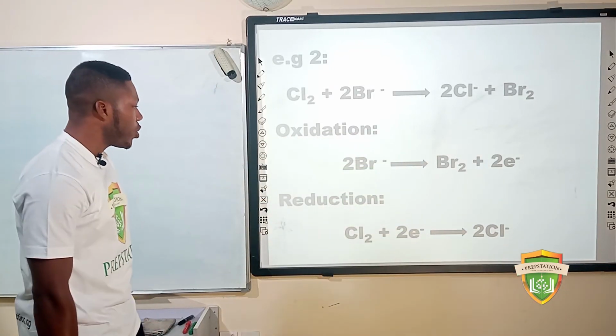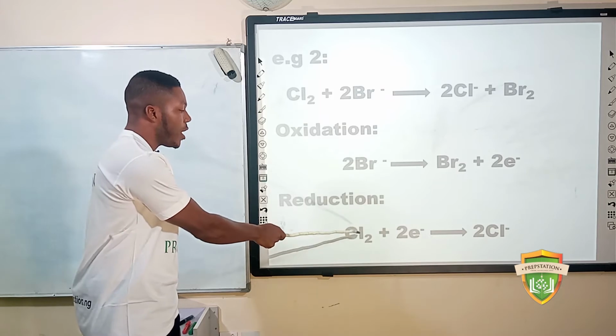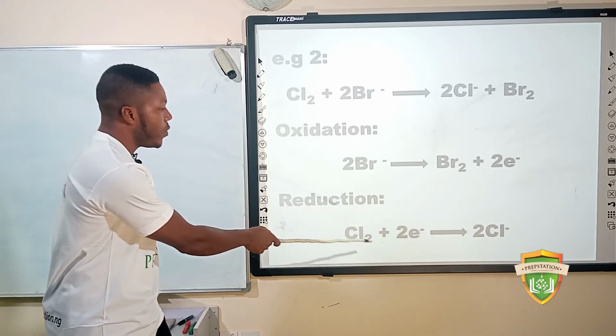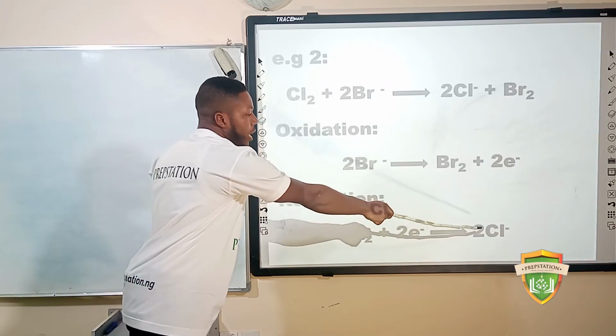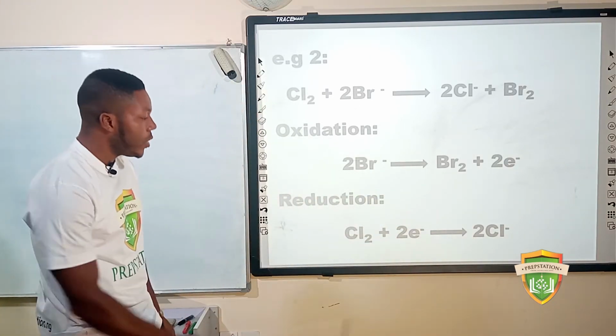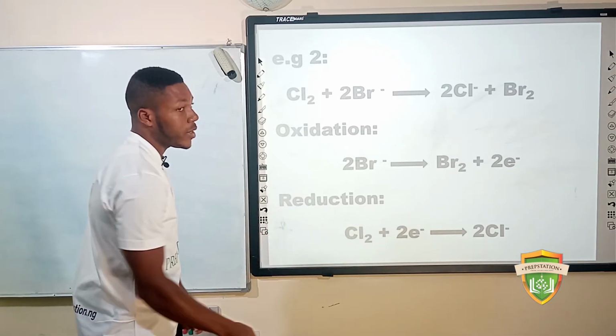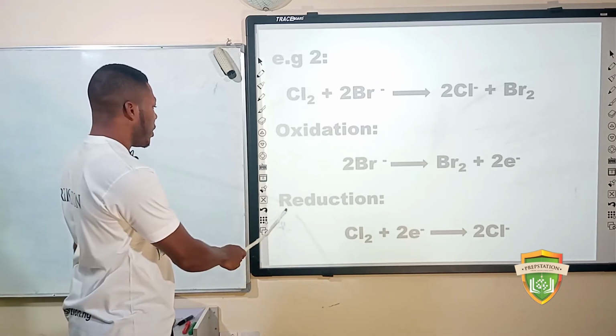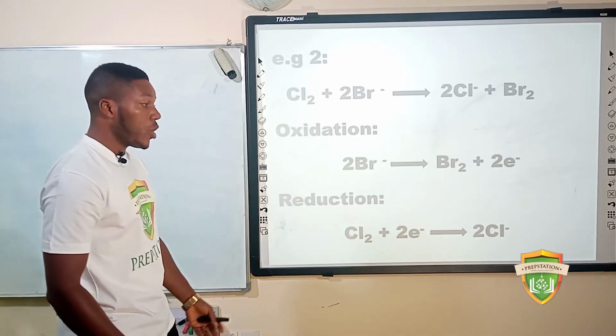Now I'm coming to the reduction half equation. This is a neutral chlorine atom with a 0 charge, giving rise to chloride ion with -1 charge. So now from 0 to -1, it means there is an increase in electron. So this process is called reduction. How are we going to balance it?